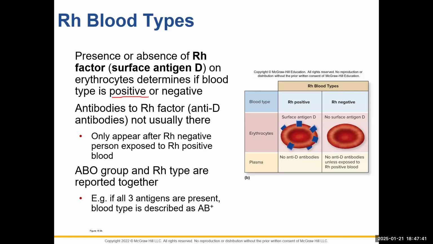So if you look over to that little chart on the right side there, you can see an Rh positive person carries the surface antigen D. An Rh negative person has no surface antigen D. So here's the thing.